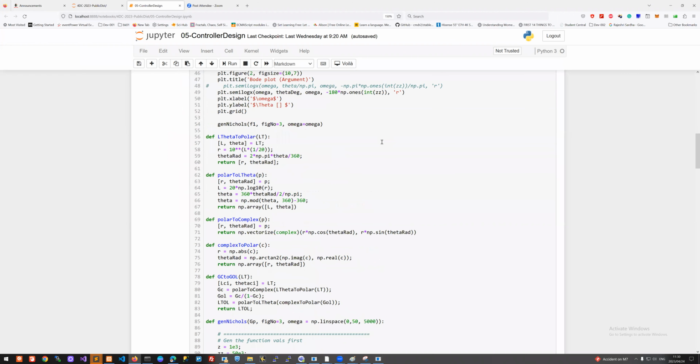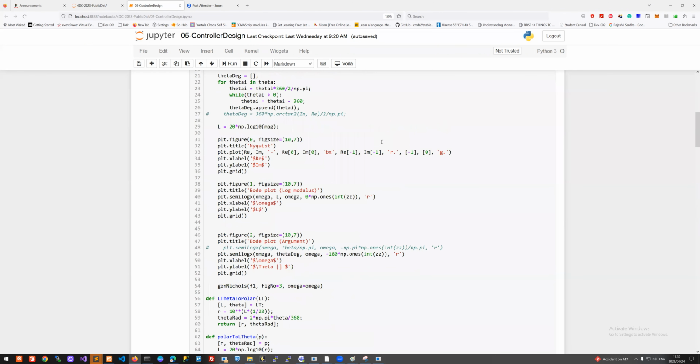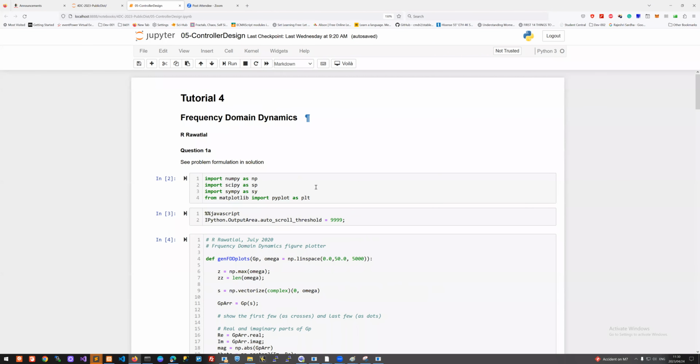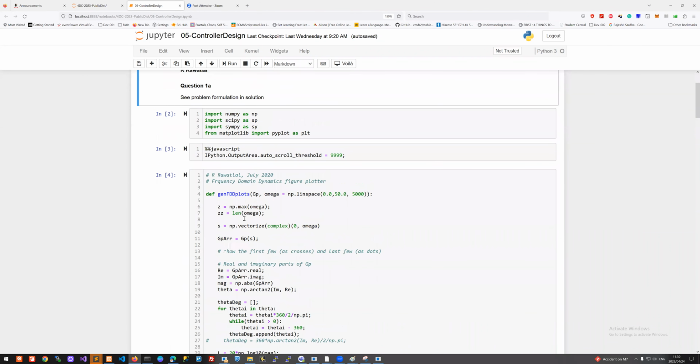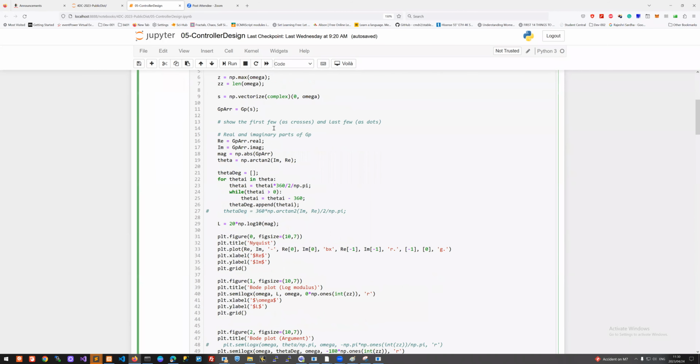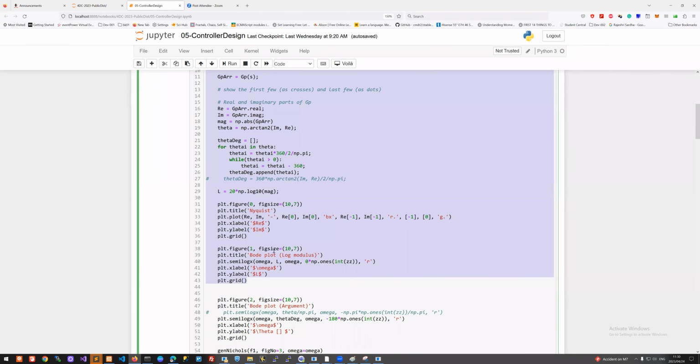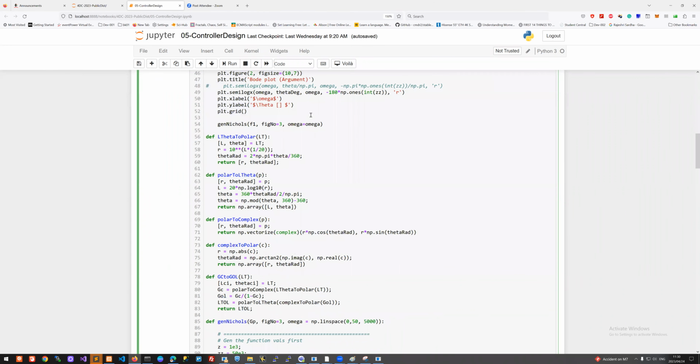And then just to make it crazy easy, I've also written this Jupyter notebook for doing all our frequency domain dynamics. You'll find it with this name, 05 controller design. If you open this, you can see this code will take any G function and produce the Bode diagram and a couple other diagrams that we'll meet later.